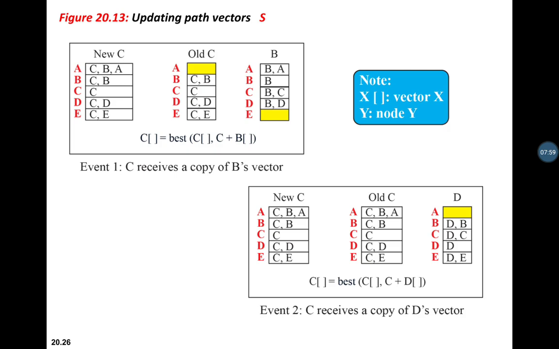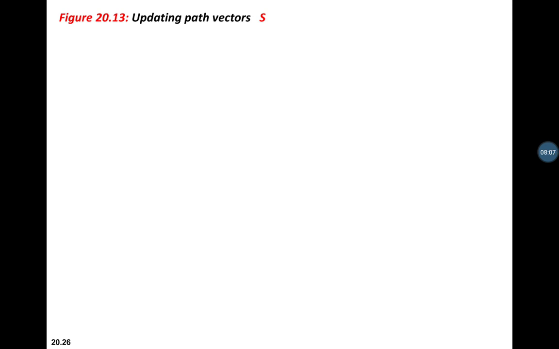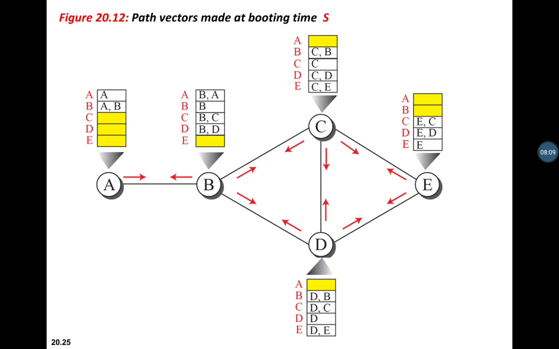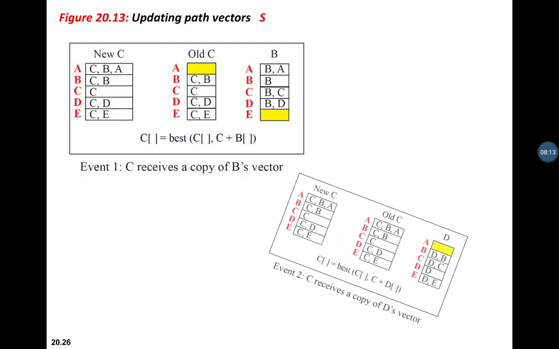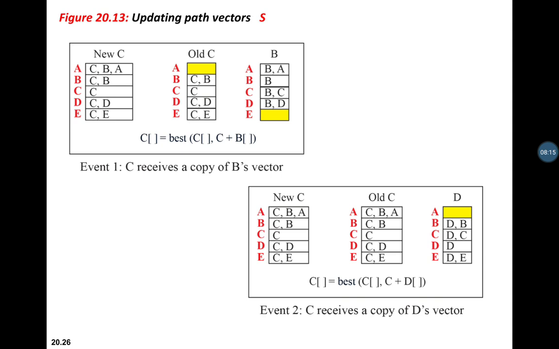So initially in the old C, as we can see here, A is empty. From C, you can see in the previous figure, we have a connection to E and B, but not to A. So once it gets B's vector, it can see that there is a path to A. So it is made from C to B, then A. So that will be updated.